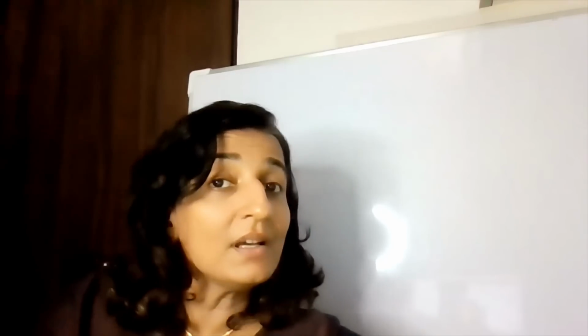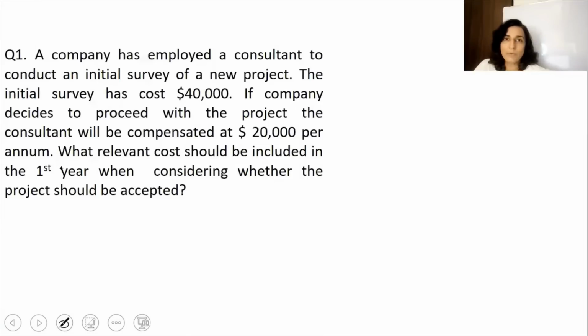Now let's get back to the questions. We will do a problem. A company has employed a consultant to conduct an initial survey of a new project. So we have a new project and already a consultant has been employed. The initial survey has cost $40,000. So we have already incurred an amount of $40,000. Already incurred. What does that mean? It's a past cost. Another word for past cost is sunk cost.